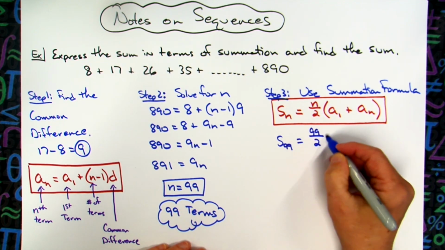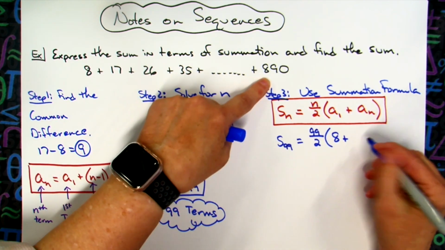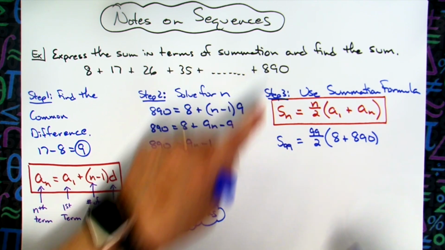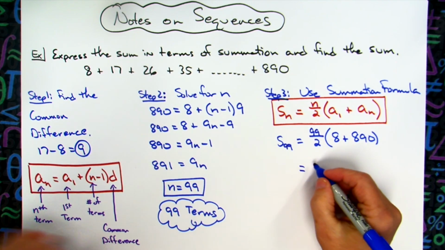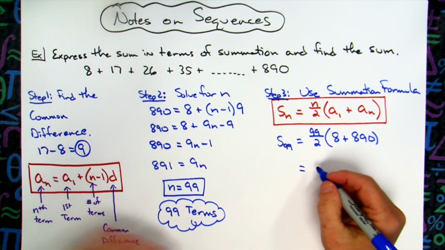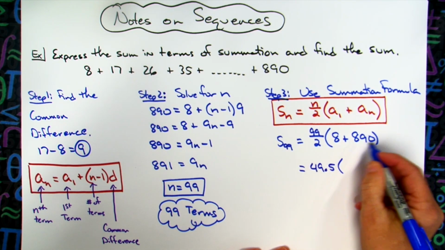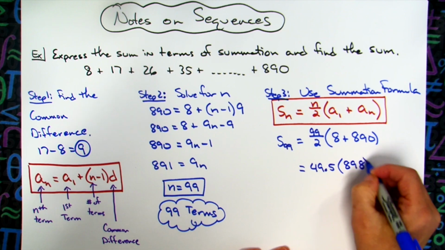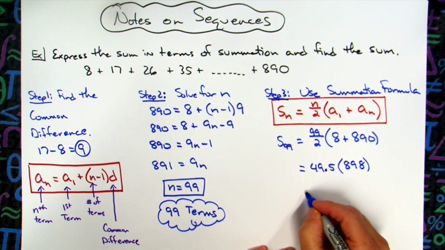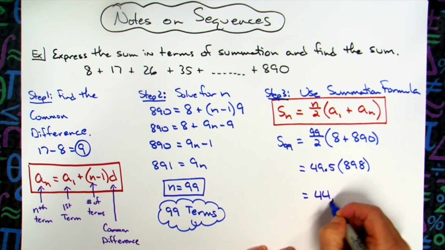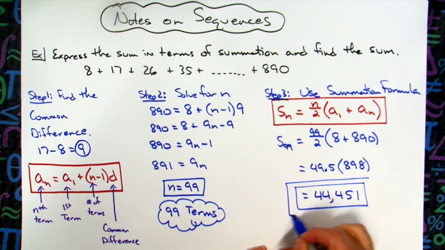99 divided by 2. My first term was 8. My last term is 890. Okay, so grabbing a calculator, let's take the 99 divided by 2. That's going to be 49.5. And then adding that in the middle, 898. So then we'll just take that, multiply by 898. And that's going to give us a sum of 44,451. So that is the sum.